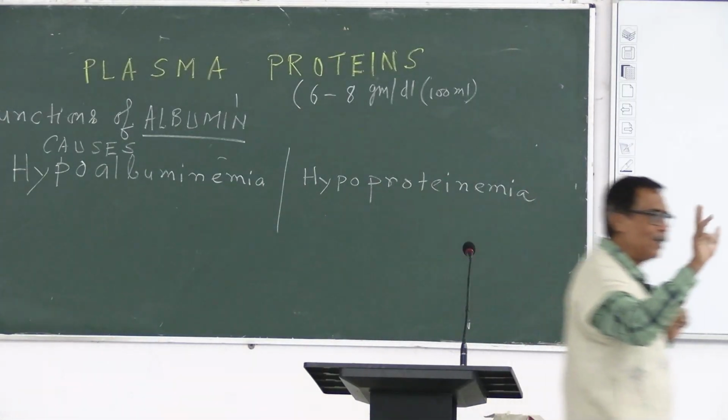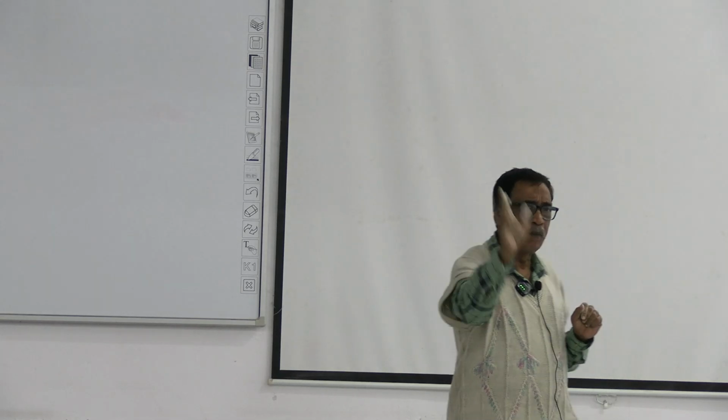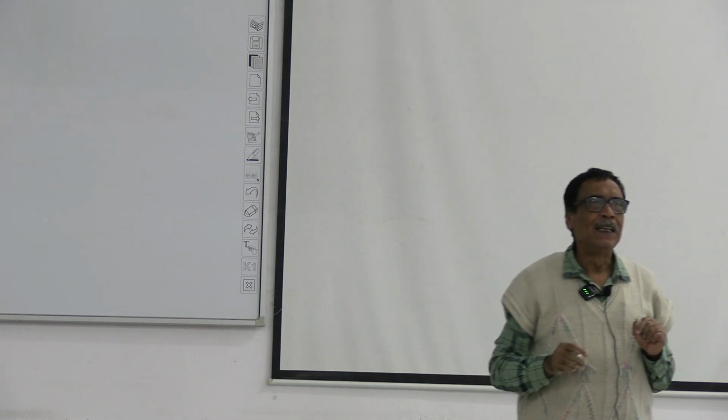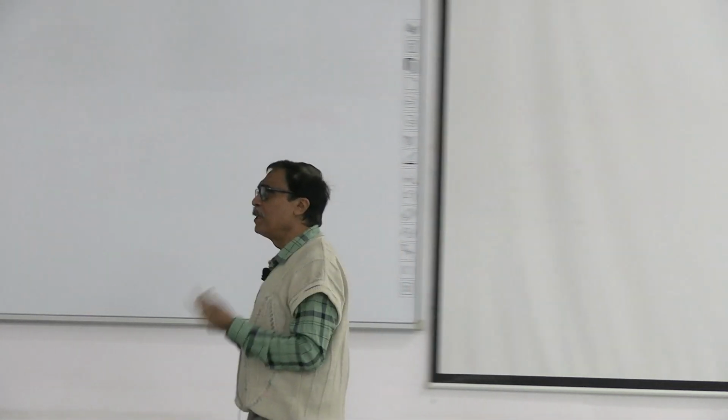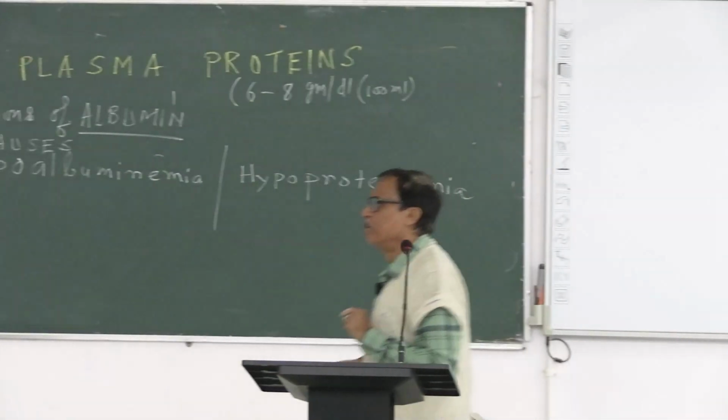With the exception of the immunoglobulins, remember, the majority of the plasma proteins, the majority of the proteins in our body, are synthesized in the liver. So any disease of the liver may produce hypoalbuminemia.